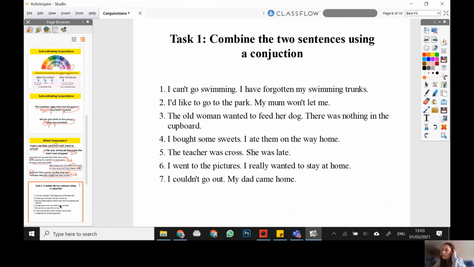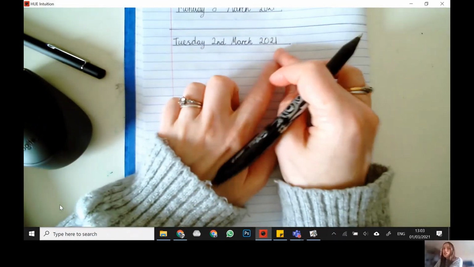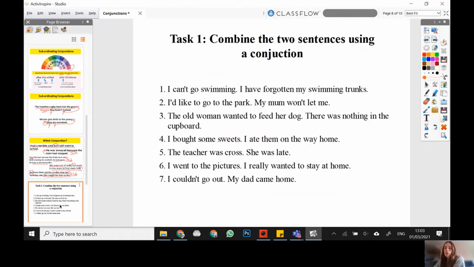So the first one says, I can't go swimming. I have forgotten my swimming trunks. So I could use, for example, a coordinating conjunction to link those together. So first, I'm going to write the sentence as it is into my book. Number one, I can't go swimming. Full stop there. I have forgotten my swimming trunks.